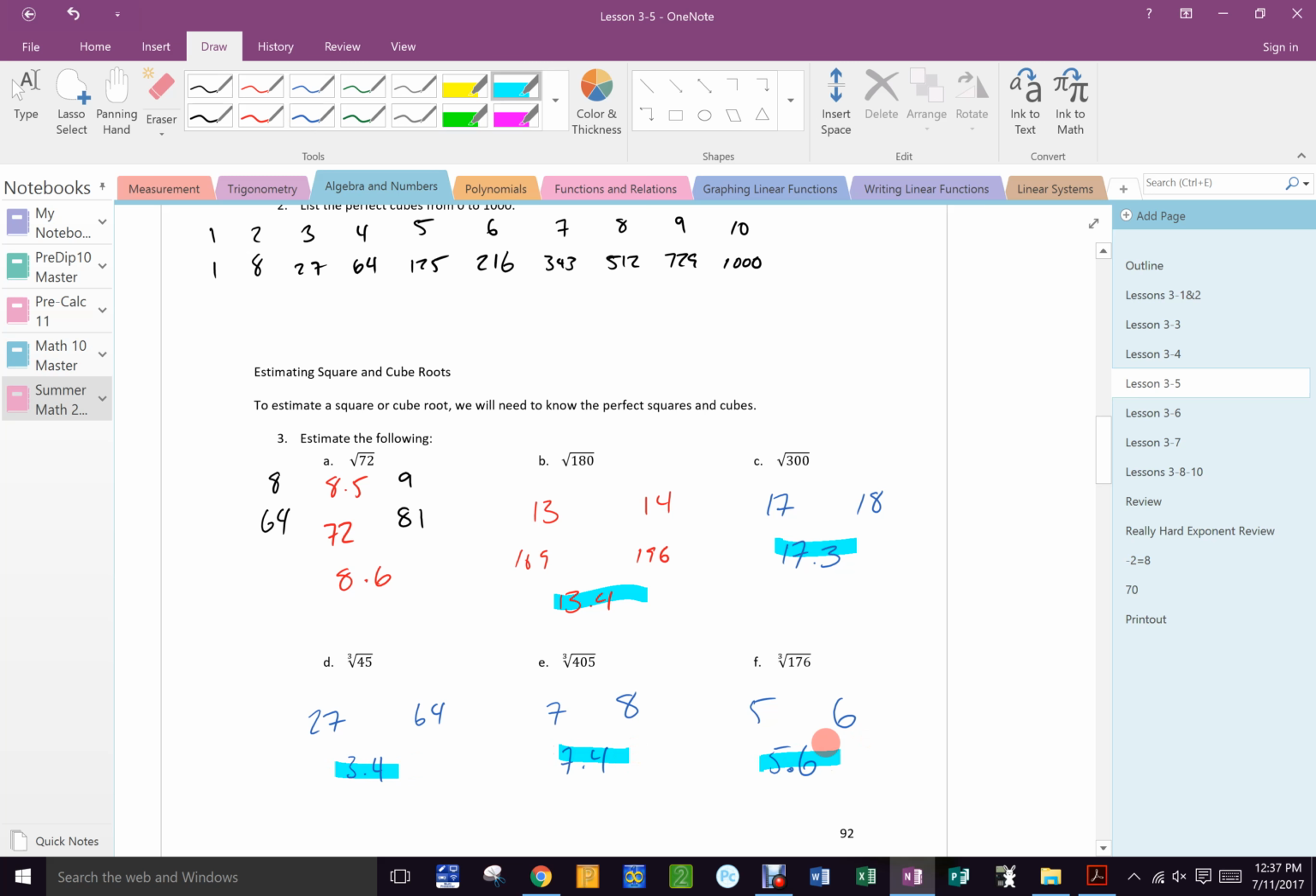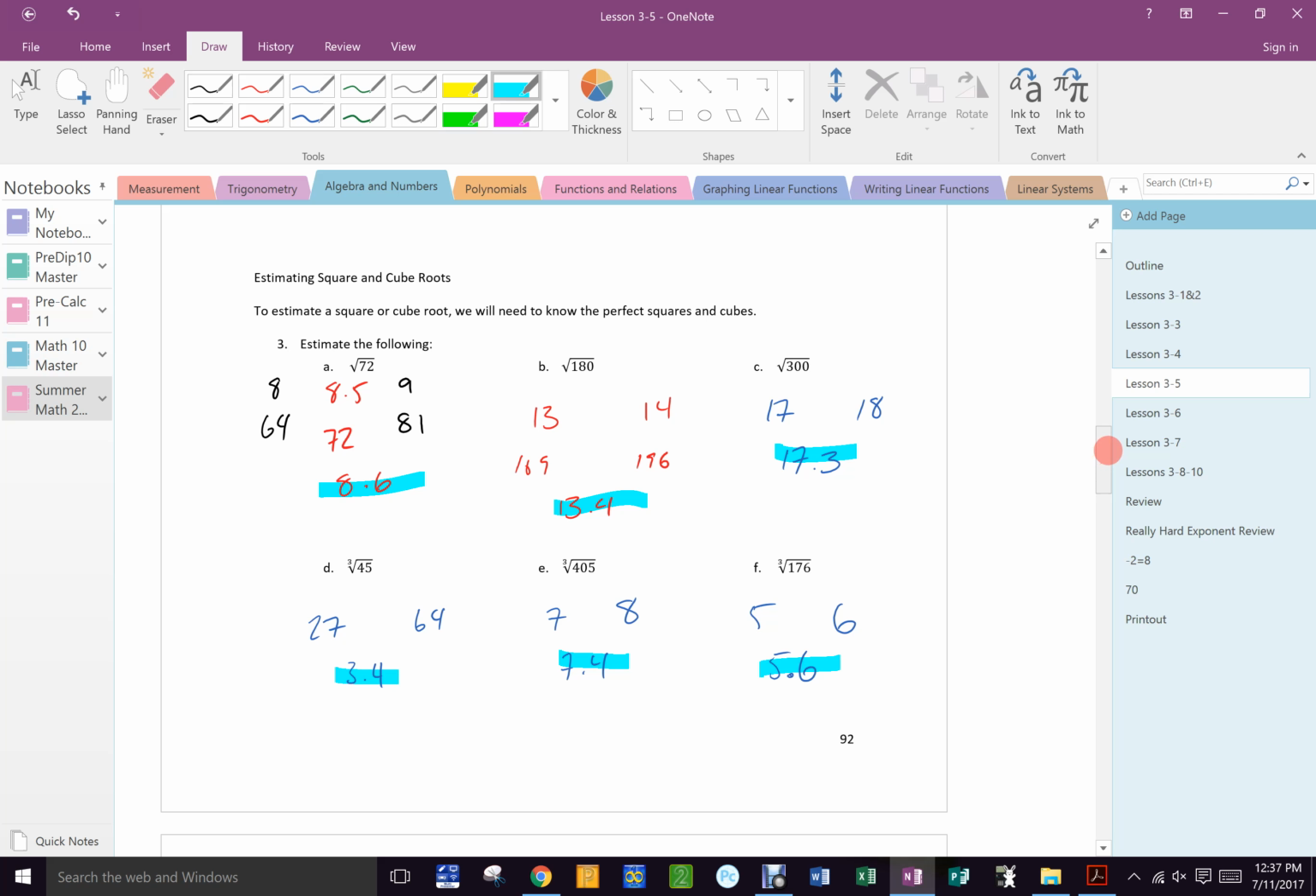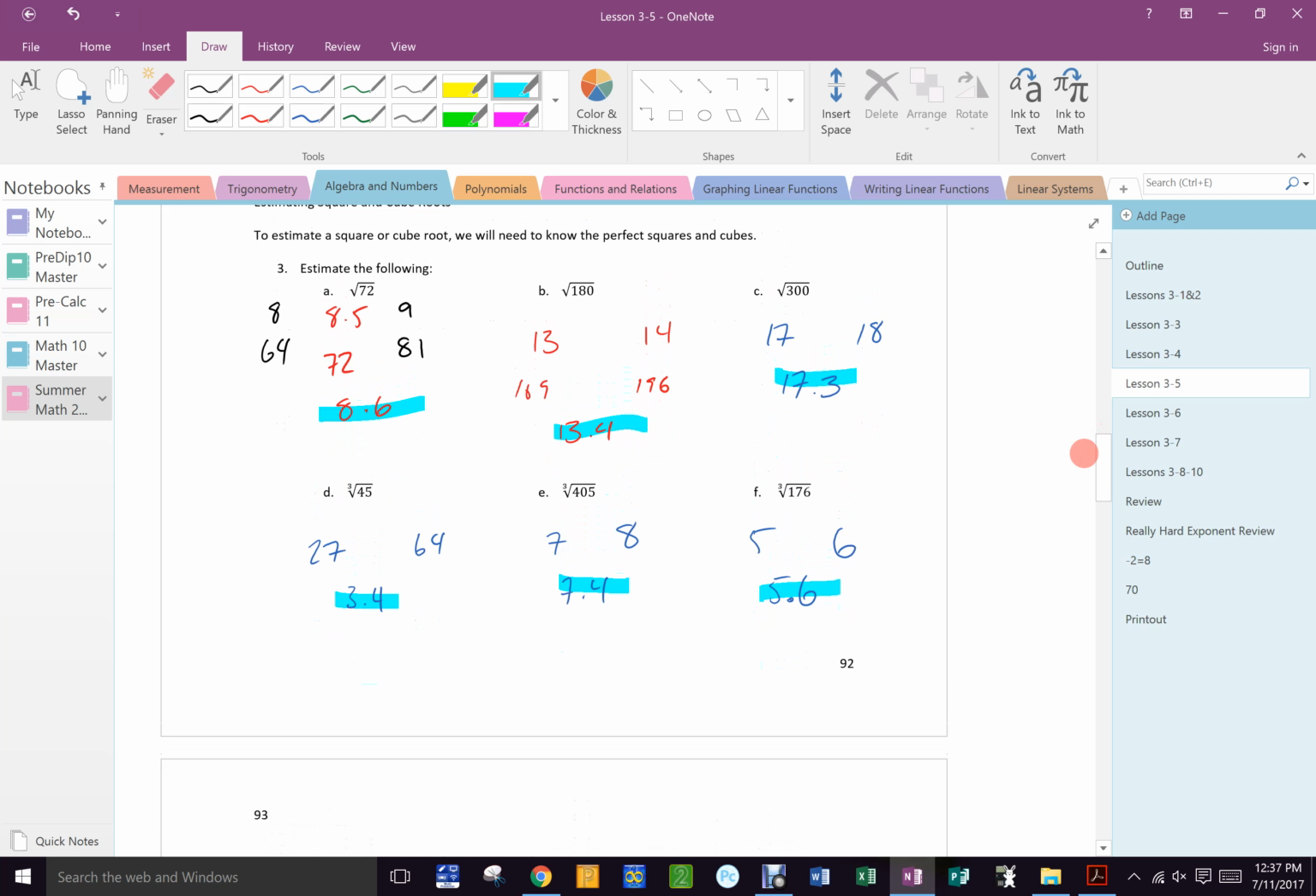Everyone should have estimated around what I have in blue. Can everybody estimate a square root? Excellent. Now we're going to do a little bit of work with this, some stuff that is a little bit important. You should have a little bit of blank space at the bottom of your page, yes? I want to do a couple of things in there.